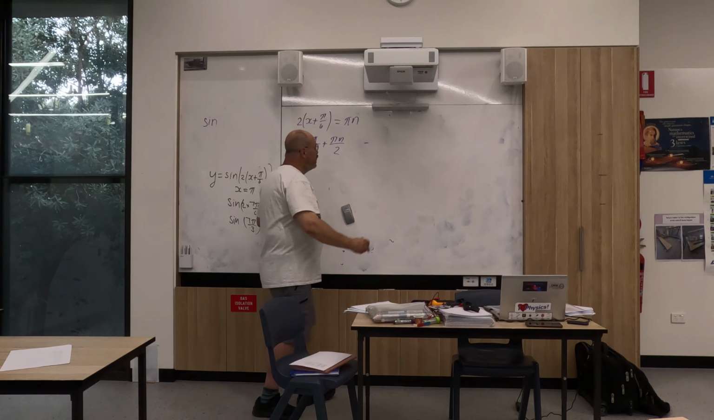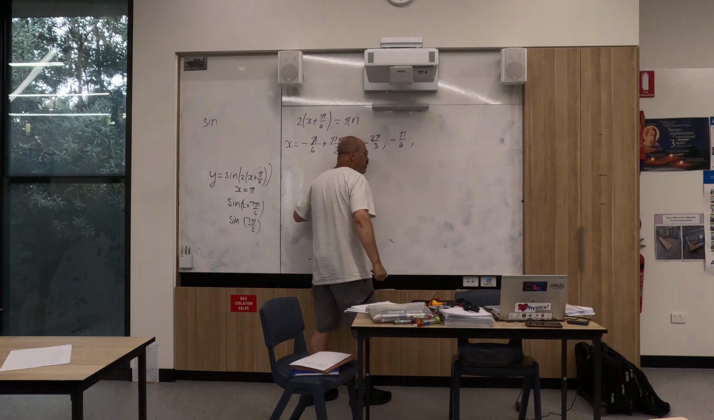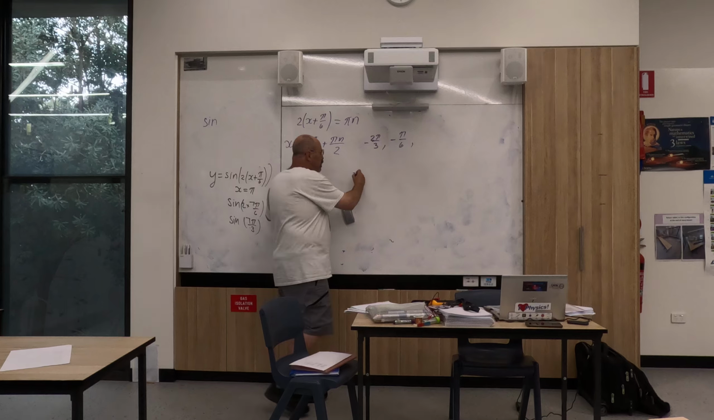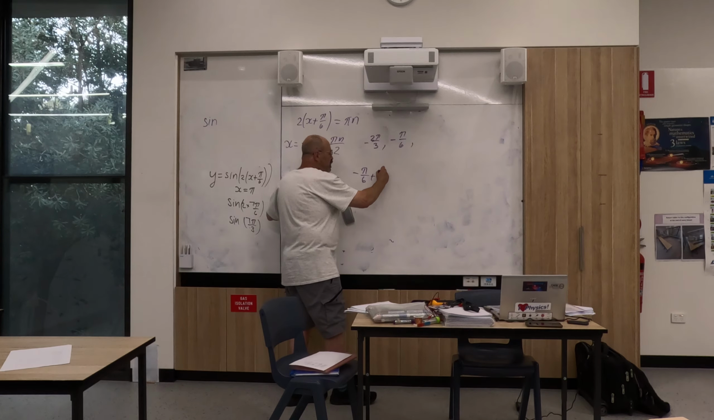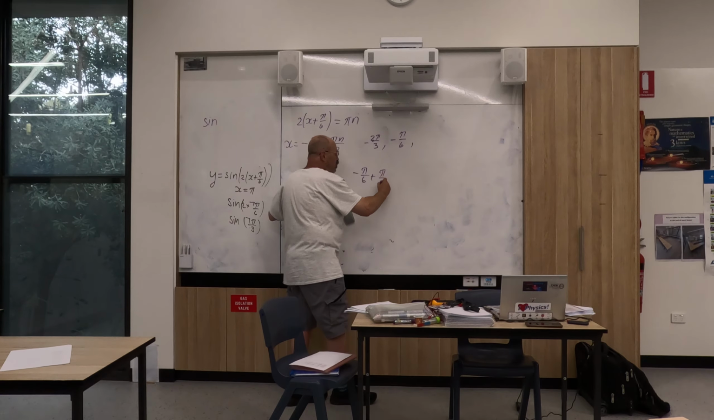We have negative 2 pi on 3. Negative pi on 6 plus pi on 2 will be 3 minus 2 pi on 6, so pi on 3. Next zero will be minus pi on 6 plus pi, which is 5 pi on 6. So those are the x-intercepts. Let's find the maximums.